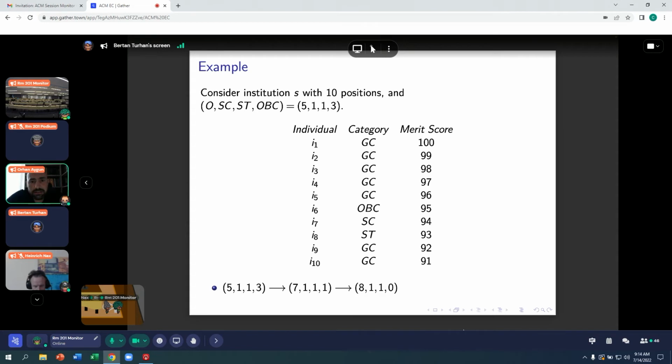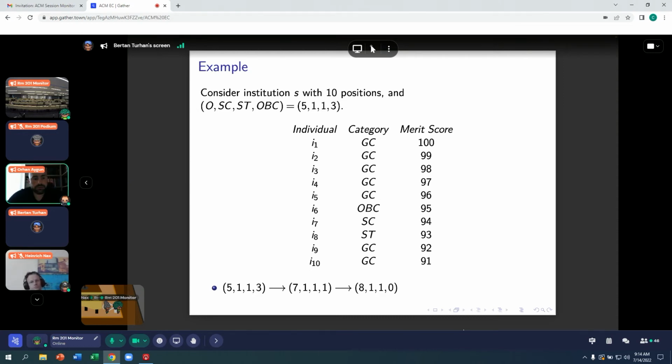So for simplicity, let's say we have just one institution and 10 individuals applying to that institution S. The second column shows their category membership. GC means general category, then OBC, SC, and ST categories. And as you can see from the third column, individual I1 has the highest score, highest ranking, and I10 has the lowest score.